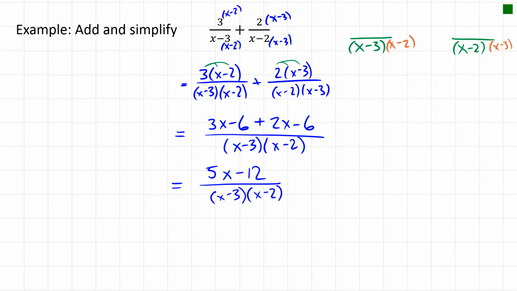and then my denominator. And when I look at this, there's no factoring I can do for that polynomial on the top. My bottom's already factored, so there's no additional simplifying to be done. And so that is my simplified rational expression after they've been added together.